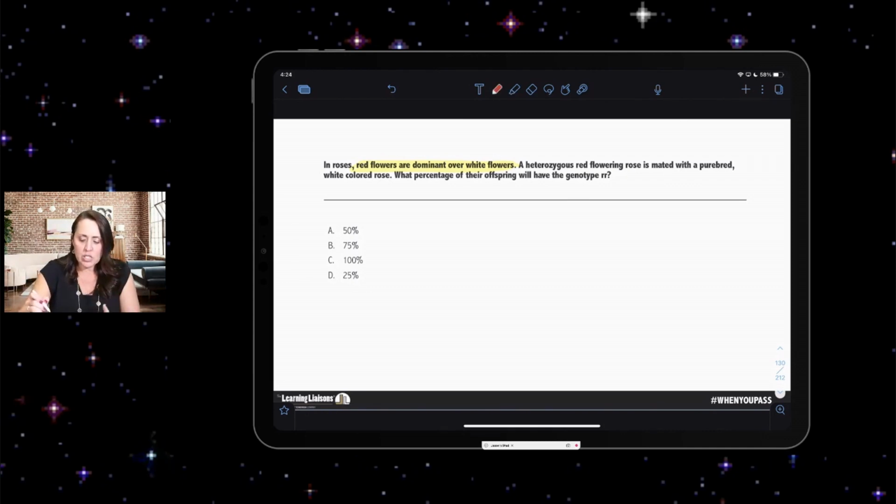So the question stem already states the heterozygous red flowering rose is going to be mated with the purebred white colored rose. What percent? So is it A, 50%, B, 75%, C, 100%, or D, 25%? When we think about how we're going to do this, the best way to put our thoughts on paper is to create a Punnett Square with the information I have, which will give you an answer of a percentage of chance. So just so you know what a Punnett Square is, I'm going to write this out right here for you.